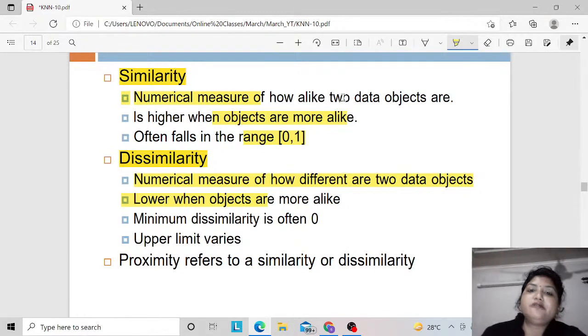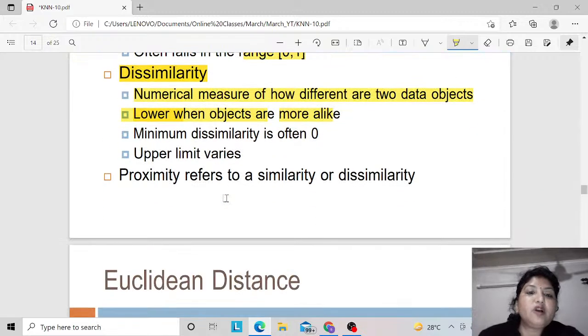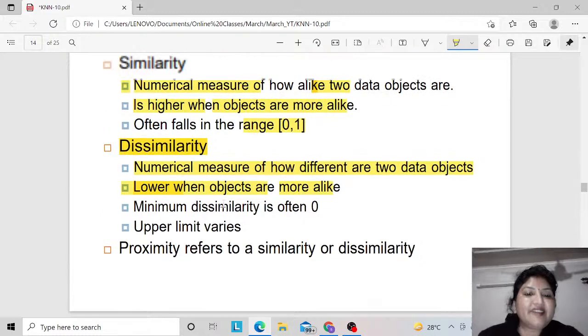So when we look at how similar two data points are, we have the similarity, which falls between 0 and 1, and is higher when objects are more alike. If it is lower, the points are dissimilar, right? Dissimilarity is a numerical measure of how different two data objects are, and it is lower when objects are more alike.